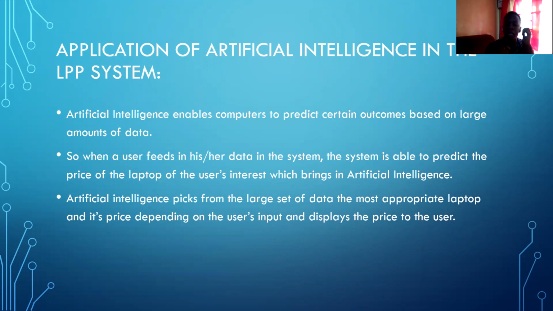So to predict certain outcomes, like the price of a laptop, based on what the user has inserted into the system. When a user feeds in his or her data, the system is able to predict the price of the laptop of the user's interest, which brings in artificial intelligence. Artificial intelligence picks from the large data set the most appropriate laptop and its price depending on the user's interest and displays the price to the user.